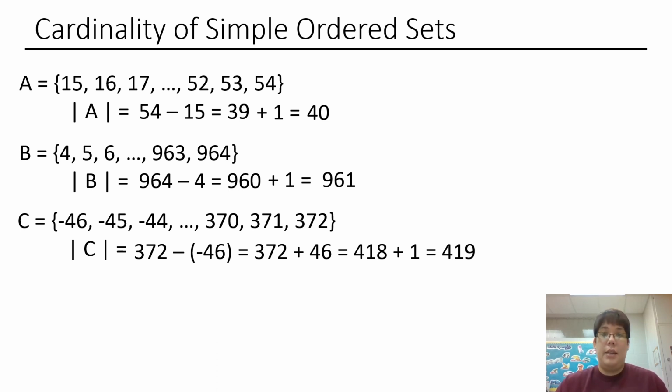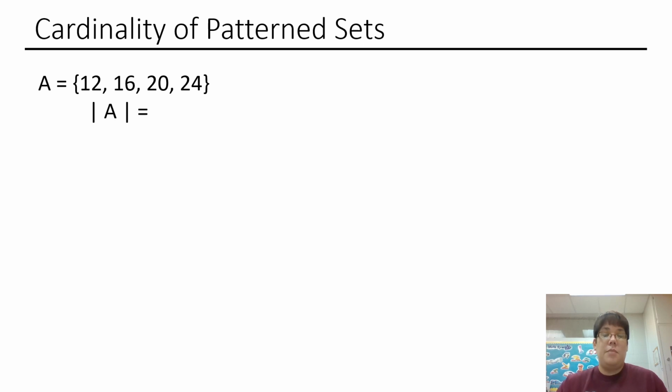All right, now let's look at some pattern sets. So these skip some numbers, but they have patterns. So let's look at a simple set again. We have 12, 16, 20, and 24. If you take a second and look at that, see if you can come up with a pattern. Okay, so the pattern in this case is that you're skip counting by 4. So these are all multiples of 4 from 12 to 24. Now you can find the cardinality of that set simply by counting those numbers. There's just 4 of them in there.